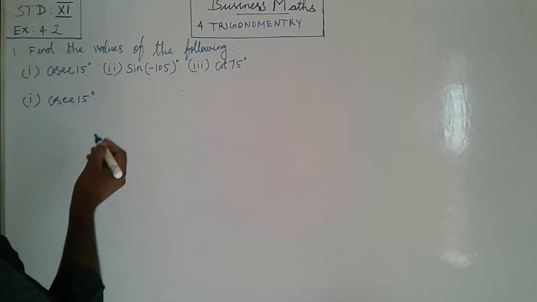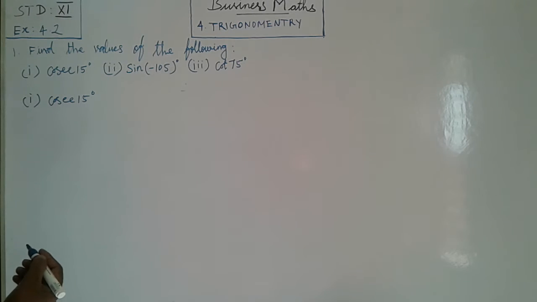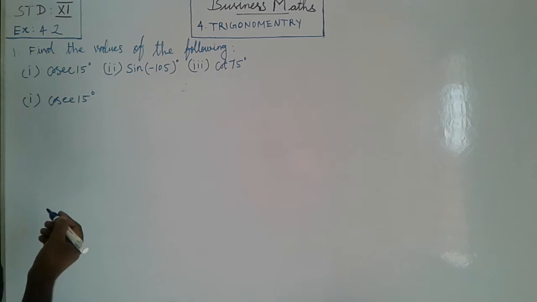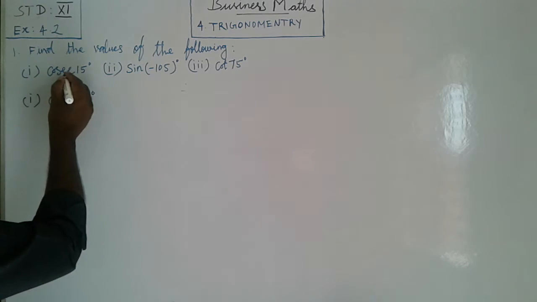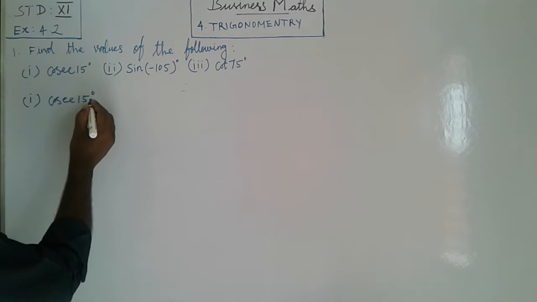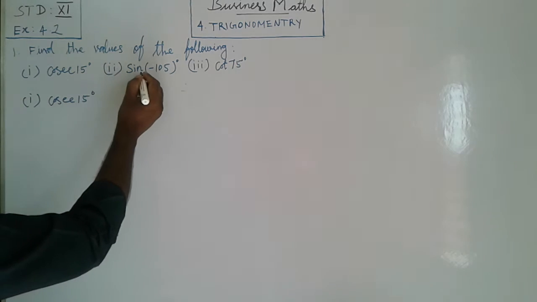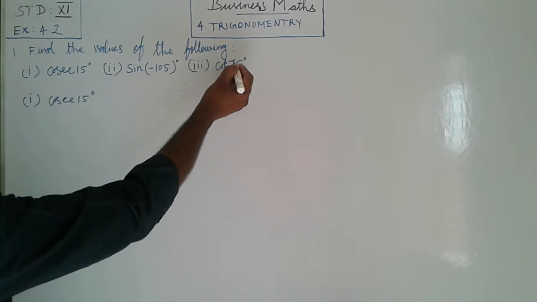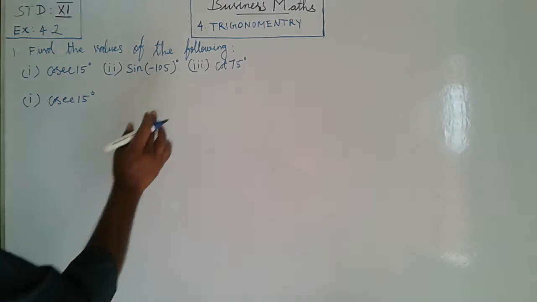First sum, chapter 4, trigonometry, exercise 4.2. Find the values of the following. The first one, cosecant 15 degree. The second is sin minus 105 degree. Third is cot 75 degree. We should find out these values.